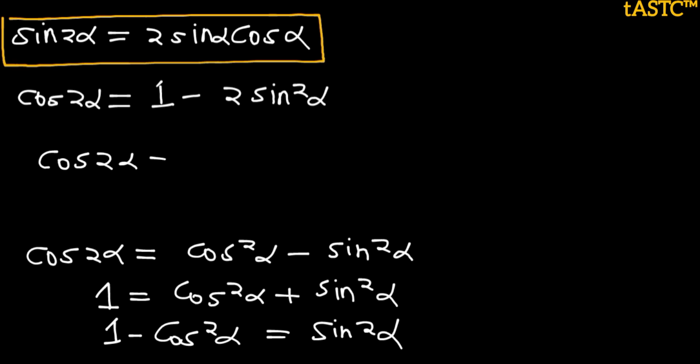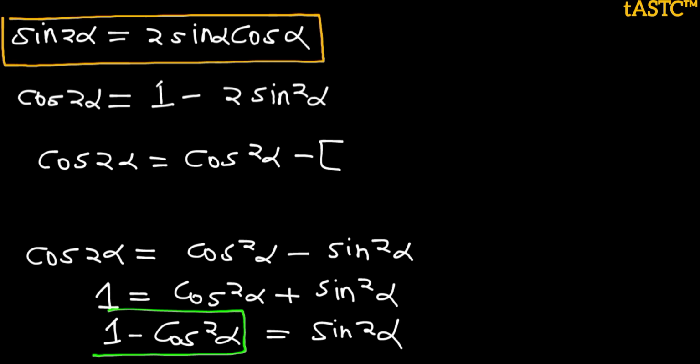Now that is going to give me cos 2 alpha, rather. In this case, I'm just going to have cos squared alpha minus sine squared alpha. Now sine squared alpha is exactly what you see here, so we just need to replace it. In this case, I'm going to have 1 minus cos squared alpha. So that is what we got. I think I can wipe these out now.